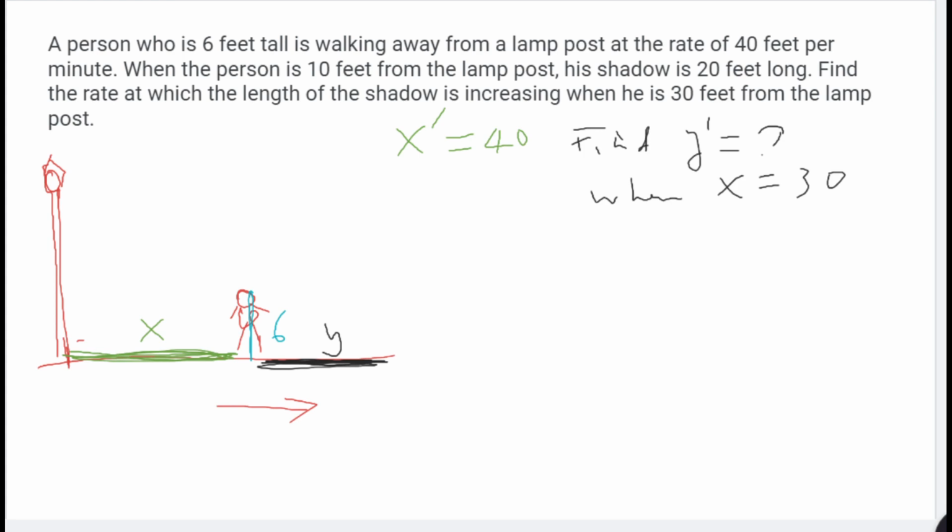Okay, so let's see how we're going to relate those quantities in our equation. Well, let's actually draw this line, because that's going to give us clearly the situation, the shadow, how we come up with the shadow, right? So apparently there are right triangles involved.